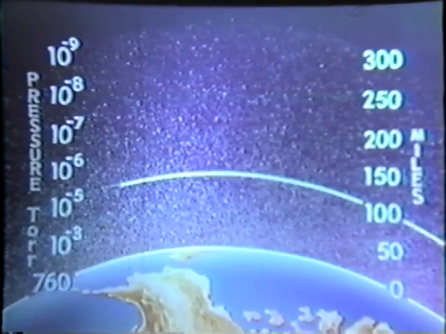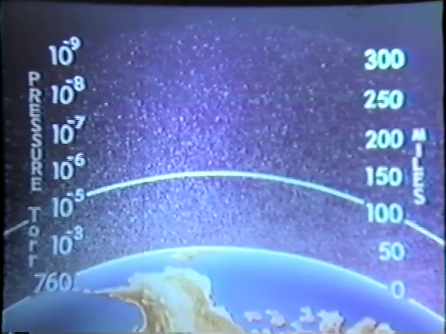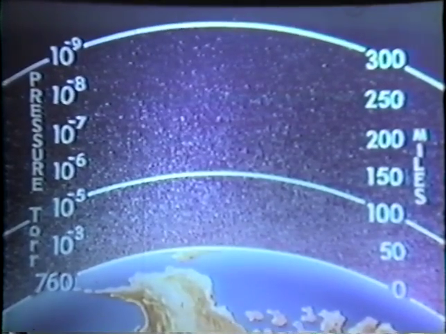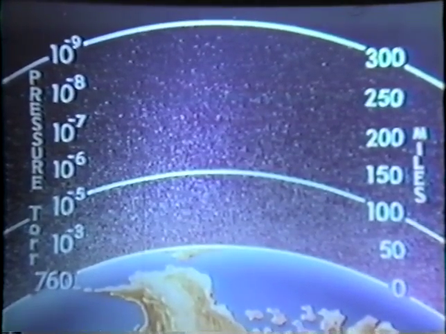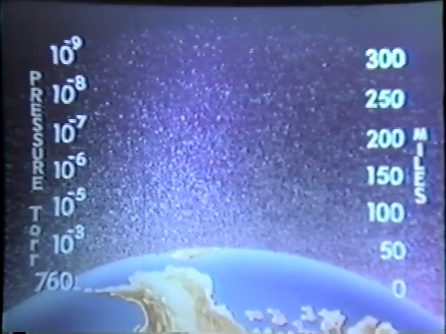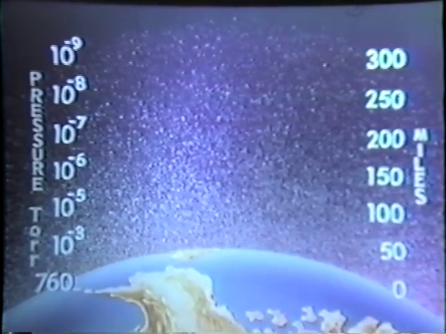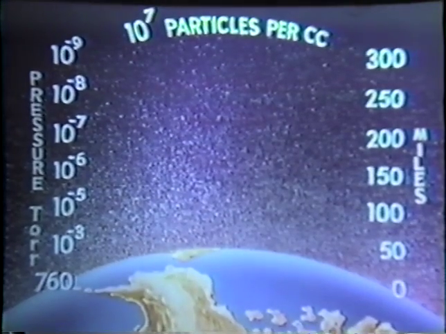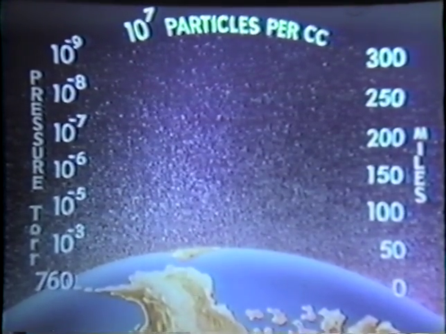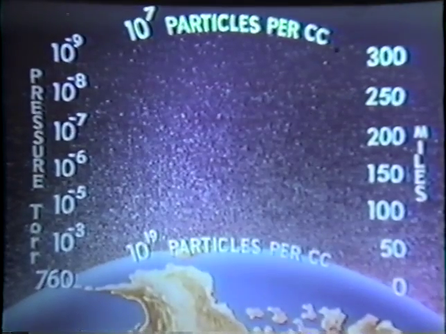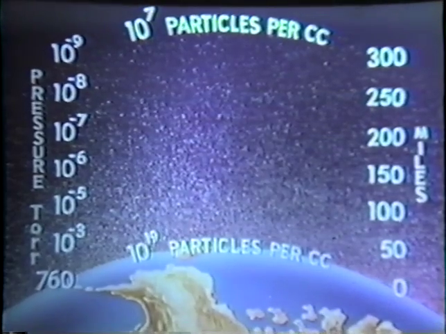100 miles up, it is only 1/100,000th of a torr. At 300 miles, it's only 1/1000th, which is about the limit of vacuums we can produce with our present-day pumps. It's more convenient to define a rarefied condition in terms of particle density, which at this level is about 10 million particles, gas or air molecules, per cubic centimeter of space. That's about 1/millionth of a millionth of the density at sea level.